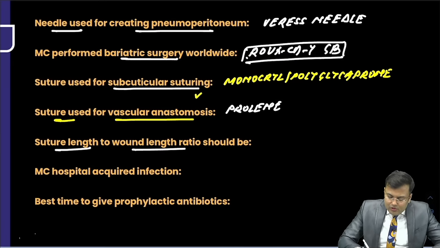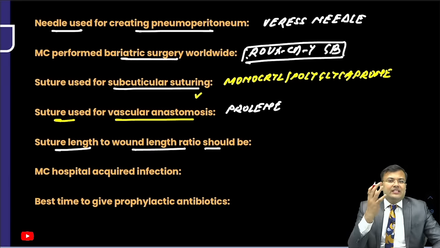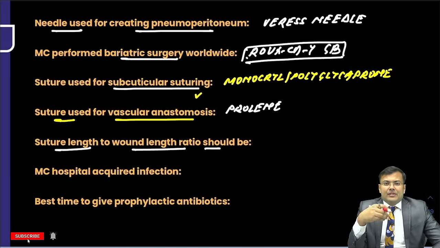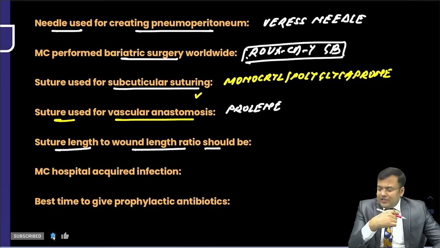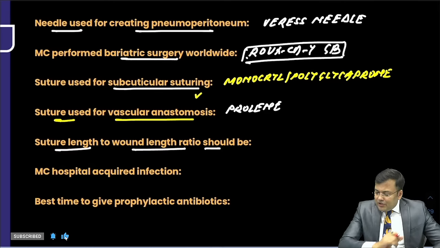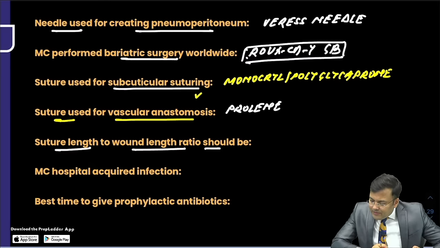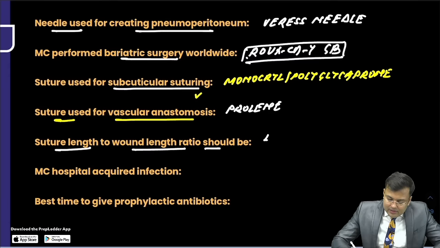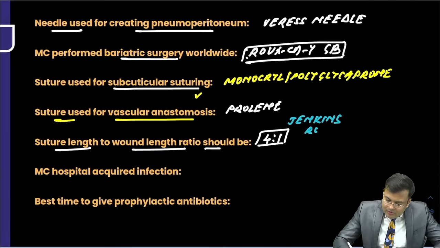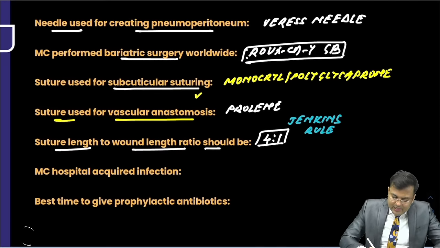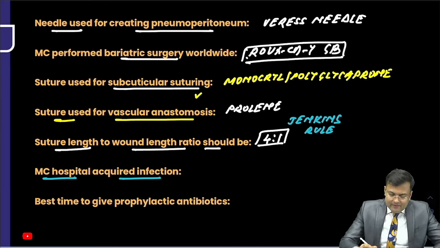What is the suture length to wound length ratio? This is known as Jenkins rule. It's a question of AIIMS. Suture length to wound length ratio. What should be the ratio? Four times, Chirag Kumar Panda. It is 4:1. And what is the name of this rule? This is Jenkins rule. Clear?